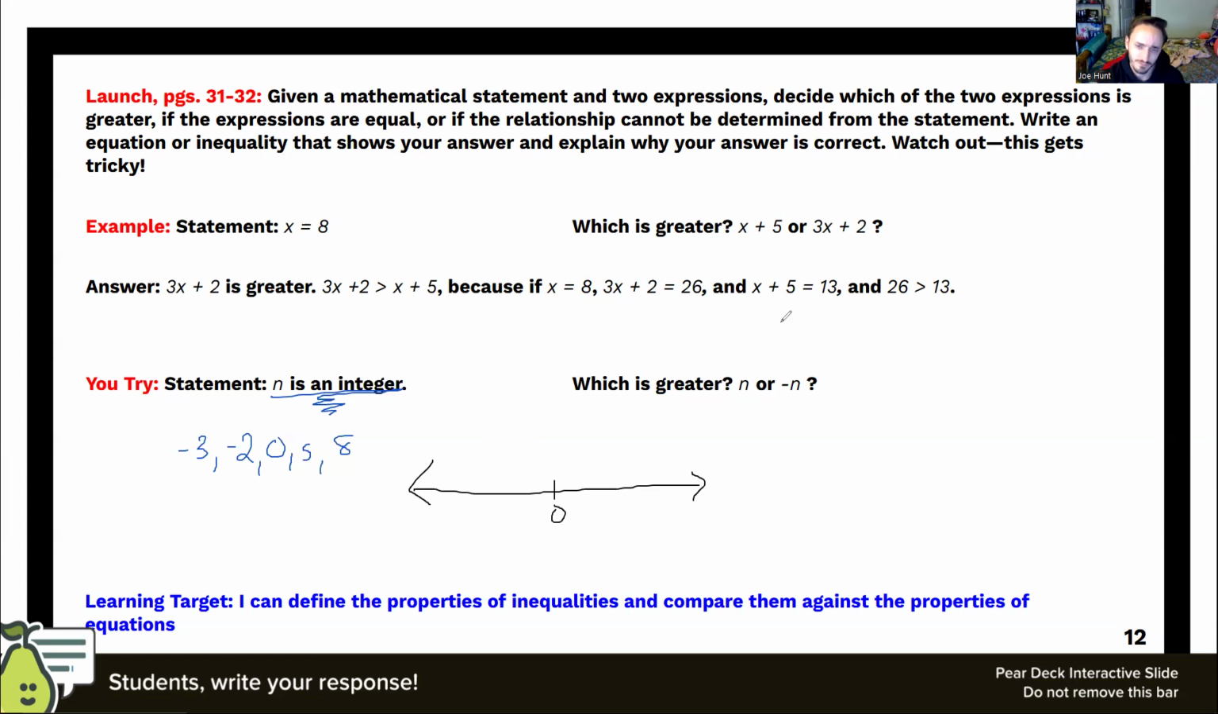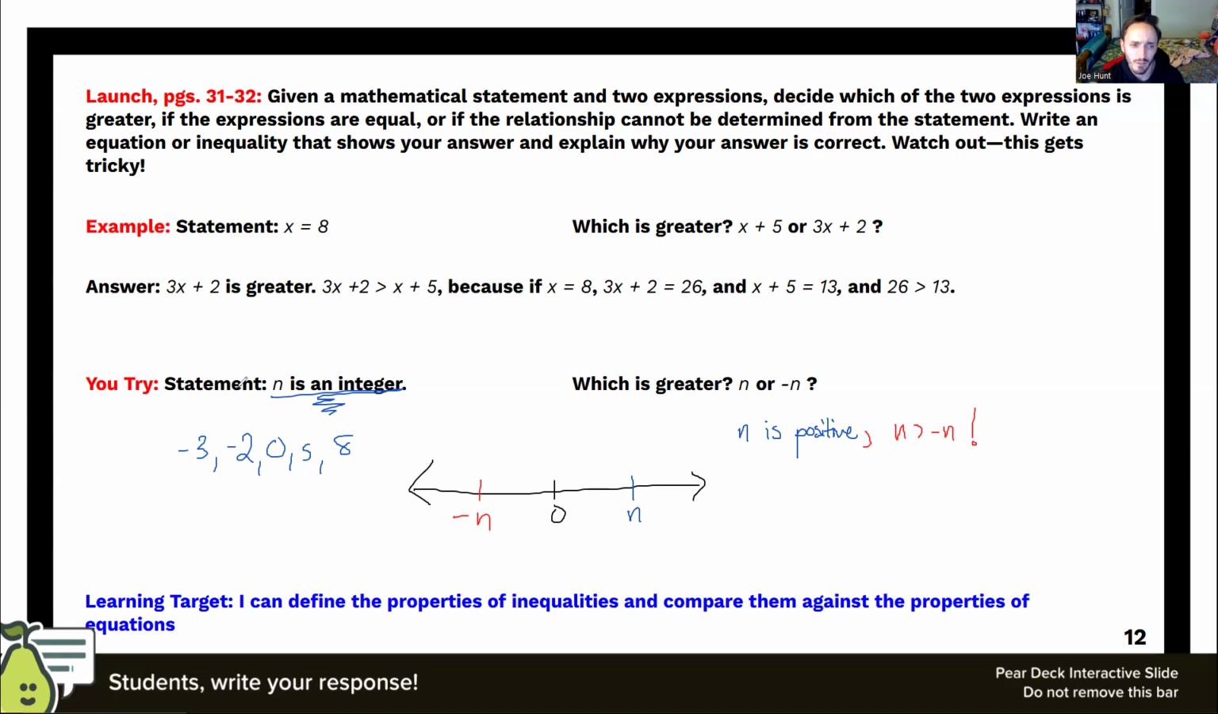If you say that n is positive, so it's like +3 or +5 or +8, you'll notice that it's off to the right on the number line, further off than 0. Which means then that negative n, the negative version of that, is off to the left of it, which would mean that if n is positive, n is greater than negative n. That's a true statement.